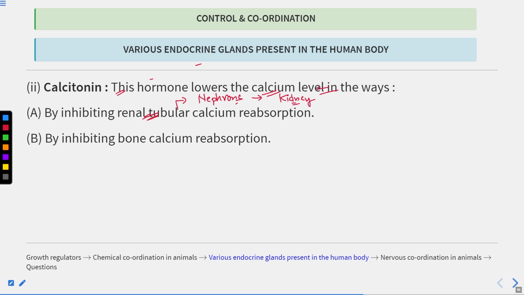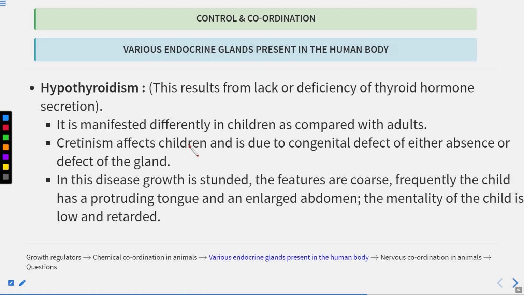In the nephrons, during the formation of urine, some substances are absorbed and some substances are secreted. There is an absorption of calcium also, but calcitonin checks and inhibits the calcium absorption from the renal tubules, which are part of the nephrons. It also lowers the calcium level by inhibiting bone calcium reabsorption. Clear?